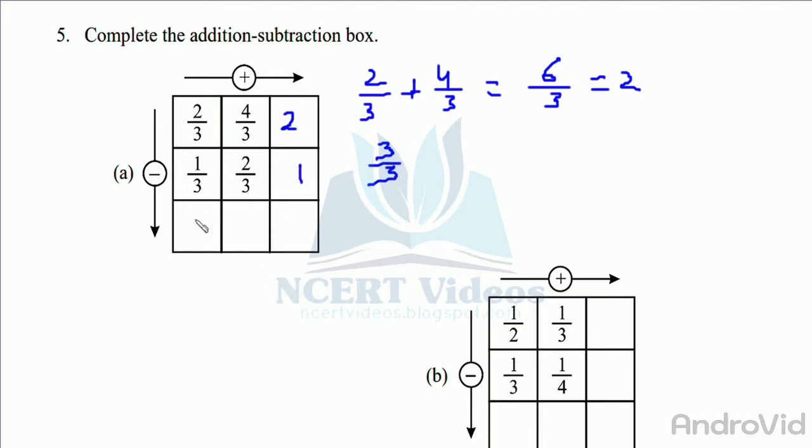3 by 3 as denominators are same. In vertical columns we have to subtract both the things, that is both the fractions. Common denominator 2 minus 1 is 1/3. Again common denominator 4 minus 2 is 2/3. And here we'll subtract 2 minus 1, 1 vertically. B part.